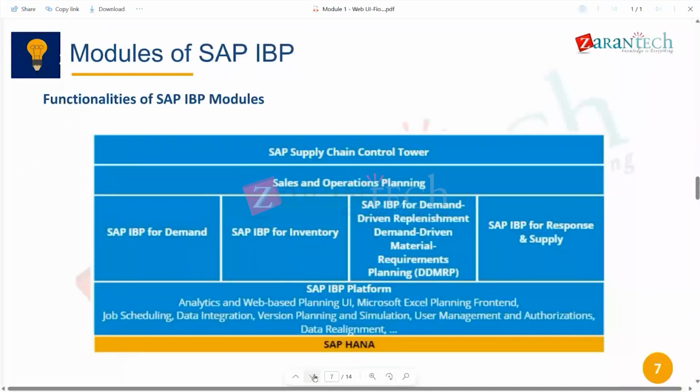The same screen of IBP picture as it is on the SAP HANA platform. These are the number of platforms that are mentioned, like analytics and web-based planning, user interface, Microsoft Excel planning front end. This is exactly what you use in your day-to-day activity or in your organization. We have job scheduling, then user management and authorization, data realignment, and so on and so forth. These all communicate with the other platforms, like for example, SAP for IBP, SAP for inventory replenishment, and so forth, and moving up the ladder for the sales and operations planning and the control towers.